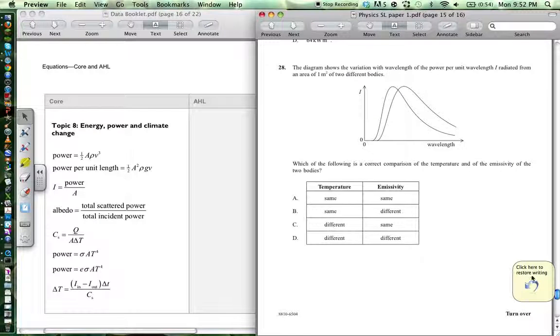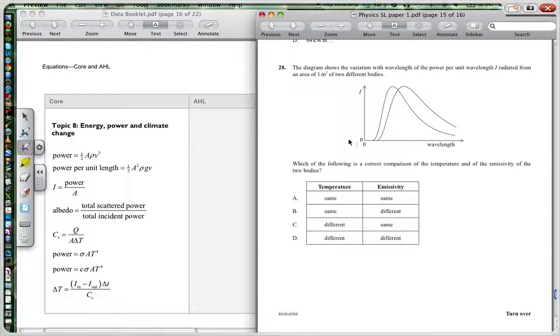Going on to 28, we have the diagram shows the variation with wavelength of the power per unit wavelength radiated from an area of 1 meter squared of 2 different bodies. Which of the following is a correct comparison of the temperature and the emissivity of the two bodies?